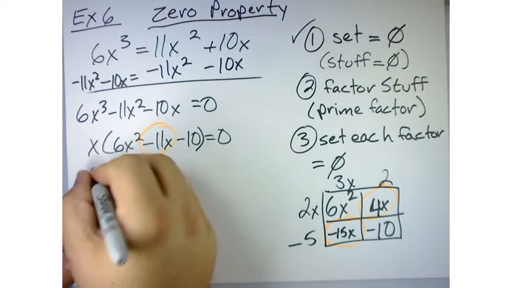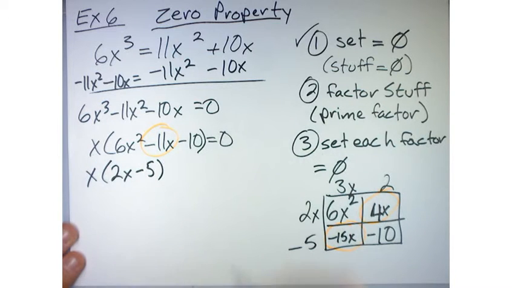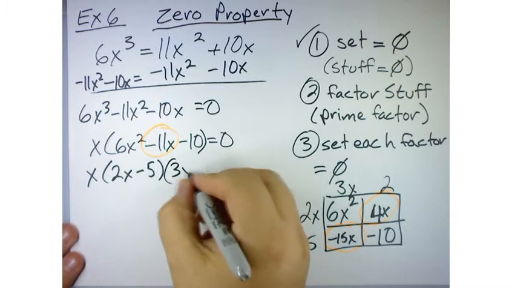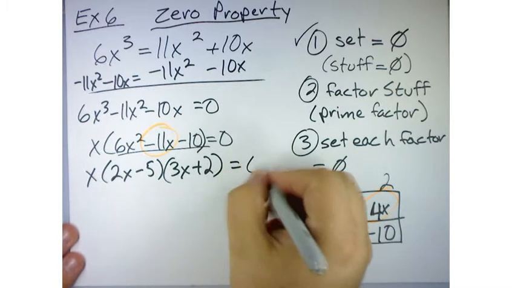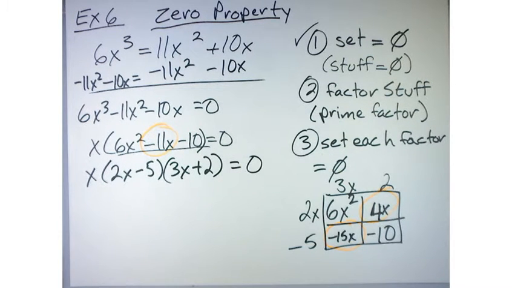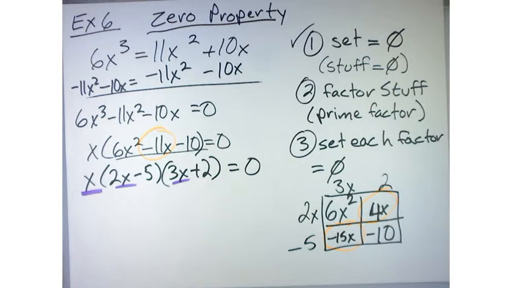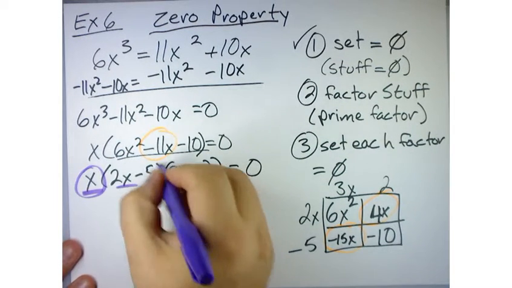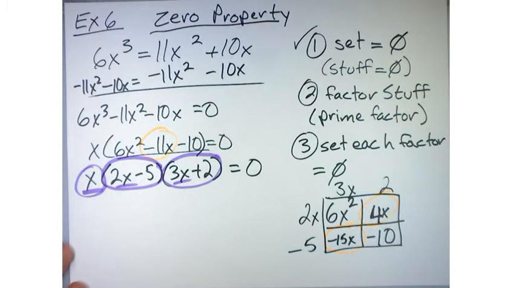So what we've done is we've determined that 2x minus 5 times the quantity 3x plus 2 is the same as all this stuff here, and we set it equal to 0. Now this is why this is called the zero property. We're not sure what x is. The only thing we know is that this factor and this factor and this factor, when I multiply them all together, I get 0.